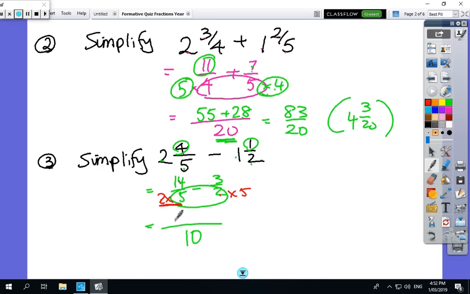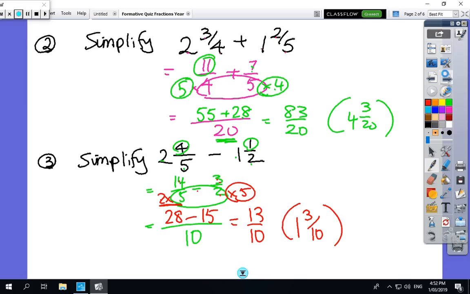So 2 14s are 28, minus sign. Whatever you do to the bottom, you do to the top. So 5 3s are 15. So 28 minus 15 is 13 over 10. So that's the answer, or 1 and 3/10.